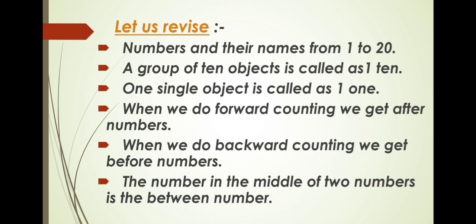So children, here we complete our first lesson. So in this lesson, we have studied numbers and their names from 1 to 20. A group of 10 objects is called as ten and one single object is called as one. When we do forward counting, we get after numbers, and when we do backward counting, we get before numbers. The number in the middle of 2 numbers is the between number.